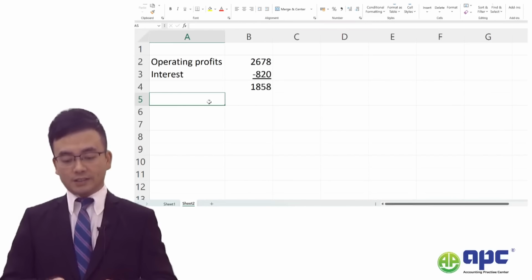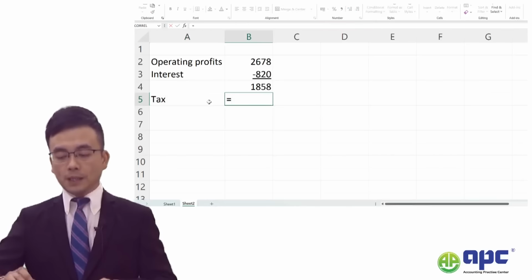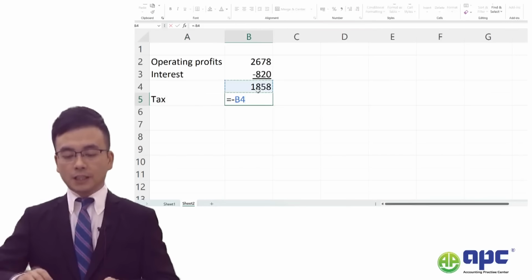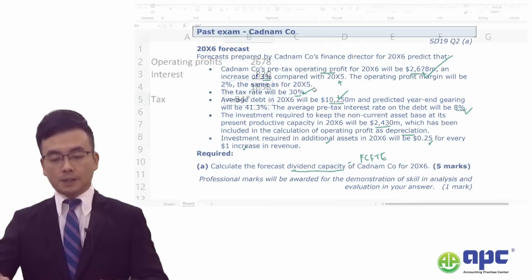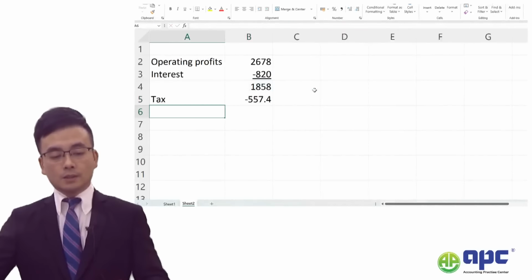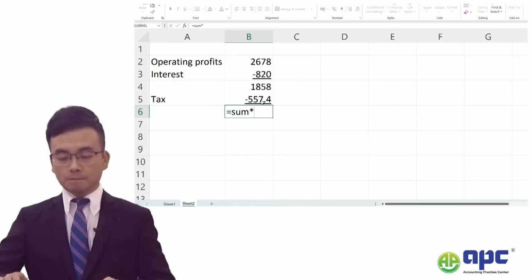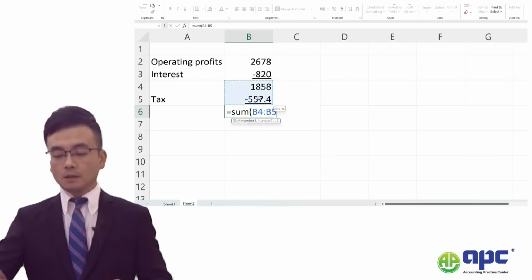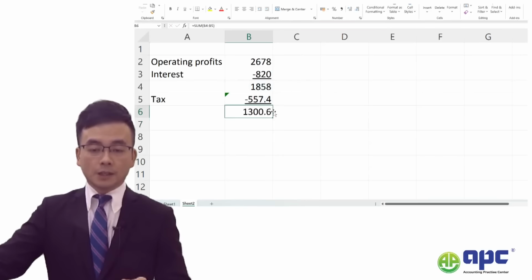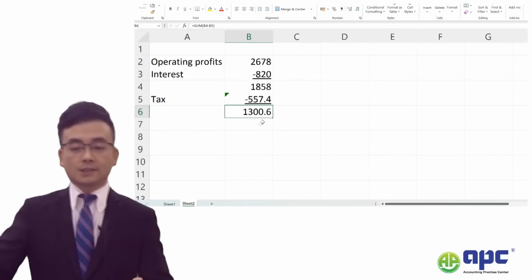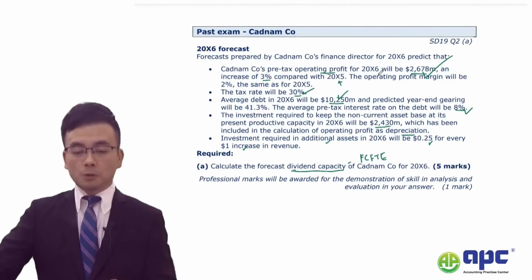And we need to subtract tax out. So it would be minus this figure, so the profit, will be the tax rate on that, 30% tax rate. So therefore, doing a subtotal again, which means that we are left with 1300.6 profit there.